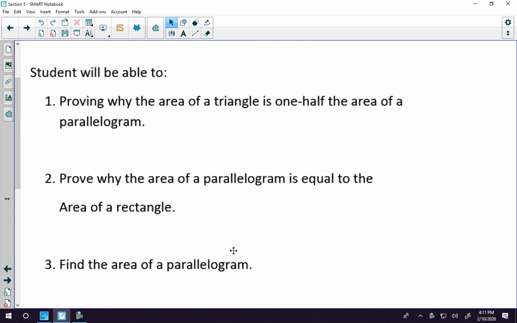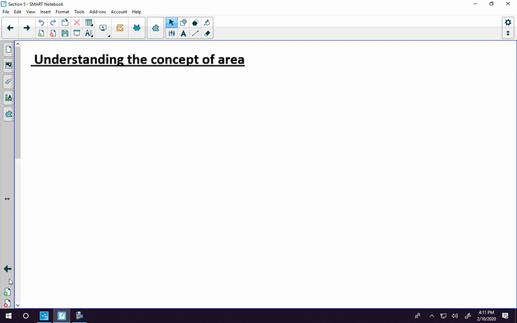The first objective is review. We'll probably skip that for time's sake. But we will cover proving why the area of a parallelogram is equal to the area of a rectangle. And then the third objective: find the area of a parallelogram and use the formula for area.